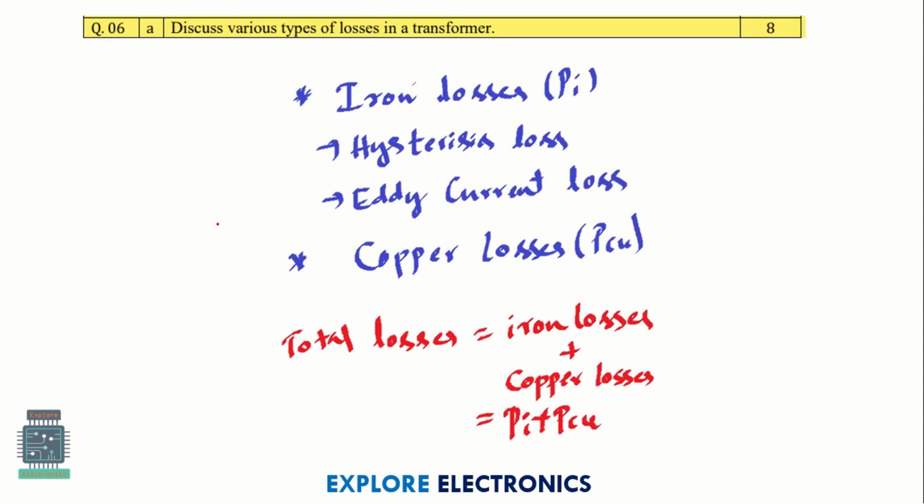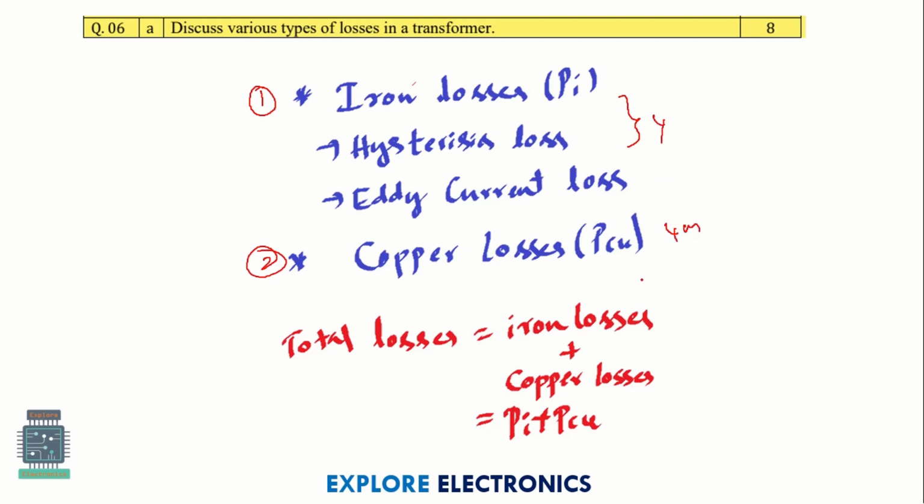Then discuss various types of losses in transformer. So there are mainly two types of losses in transformer. Since it is an 8 marks question, you need to explain much more about the iron loss and the copper loss. The first one is iron loss, where hysteresis loss and eddy current loss come under this, and you need to explain copper loss. So at least 3 to 4 marks for this, 4 marks for this, will be allocated.